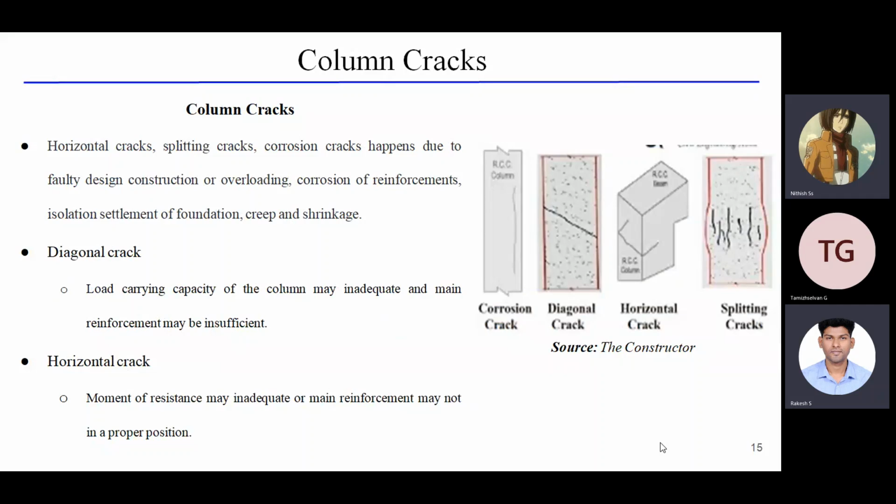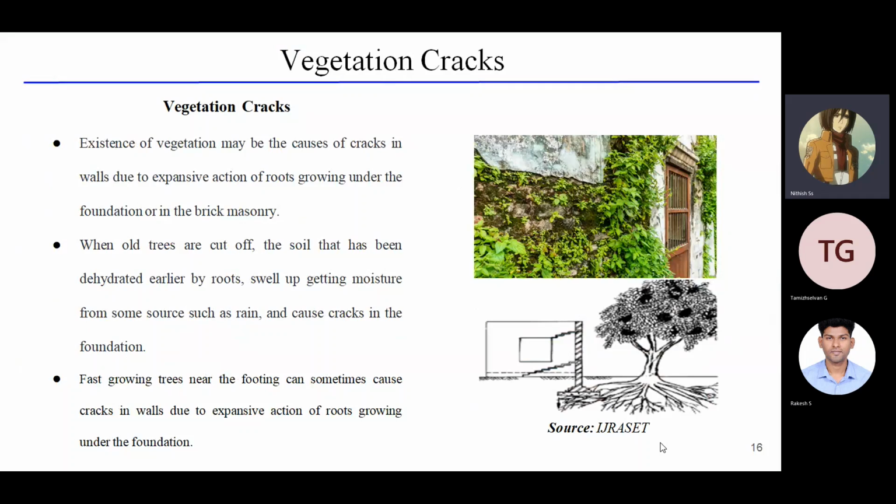The next is horizontal crack. The moment of resistance may be inadequate, or the main reinforcement may not be in a proper position. Next one is vegetation crack, as the picture suggests. This happens due to the excess of vegetation.